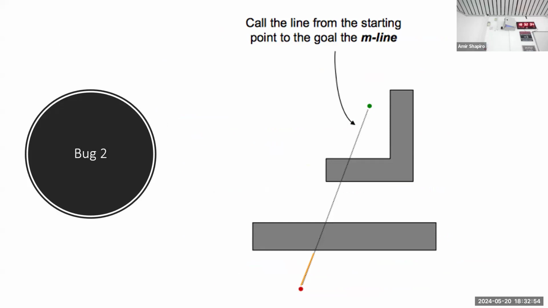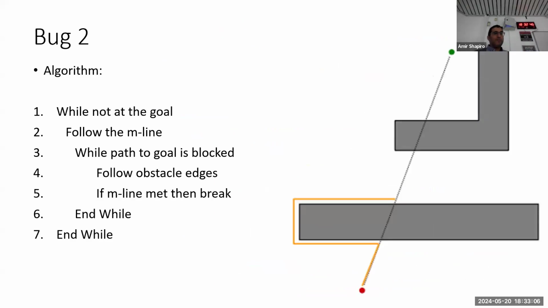So it says there is a line from start to target, and this line intersects the obstacles. So now what we are doing, we're moving along the line until we hit an obstacle. When we hit an obstacle, we go around until we intersect with the line again. When we get to the line again, we continue to follow the line to get to the target.